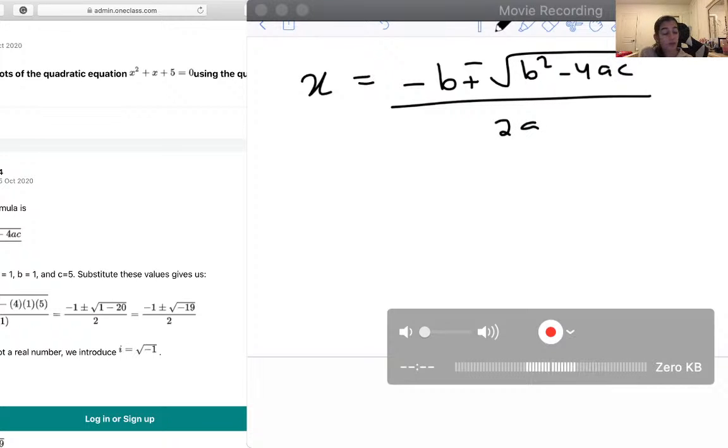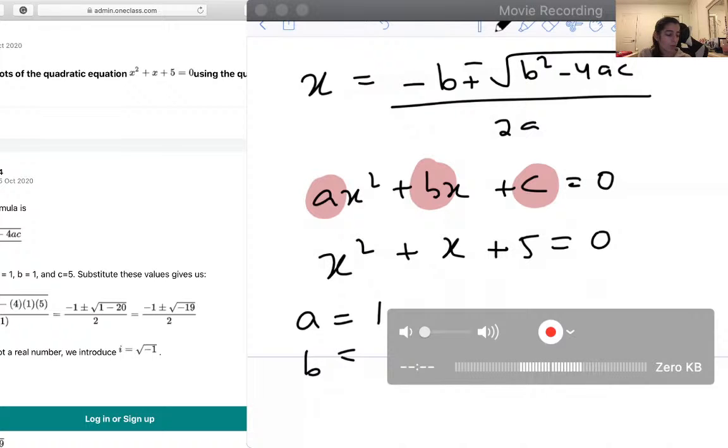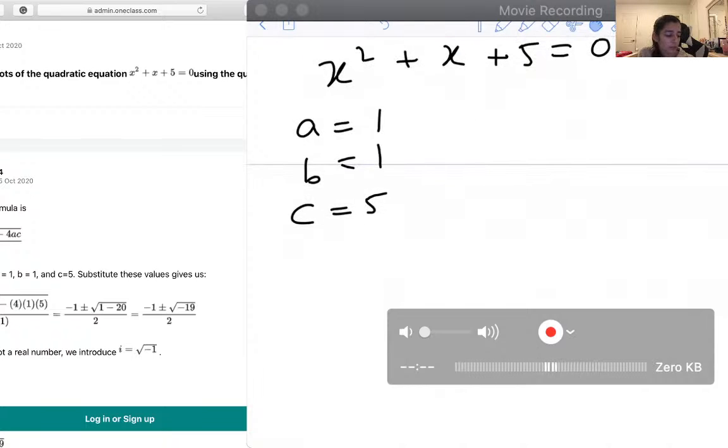And the standard form of a quadratic function is ax squared plus bx plus c is equal to 0. So our a value, our b value, and our c value are really important for the quadratic formula. Over here, we're given x squared plus x plus 5 is equal to 0. The first thing that I would like to do is identify what a, b, and c are. So in this case, a is 1, b is also 1, and c is 5. We're just going to use these values over here and plug them into the quadratic function or equation.